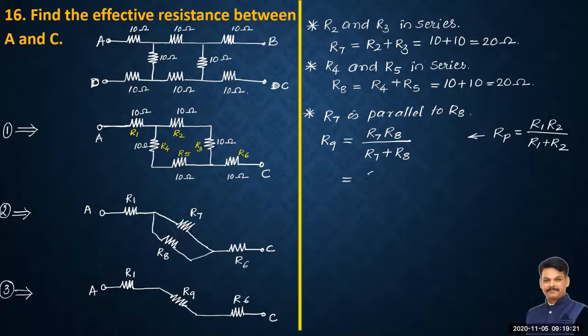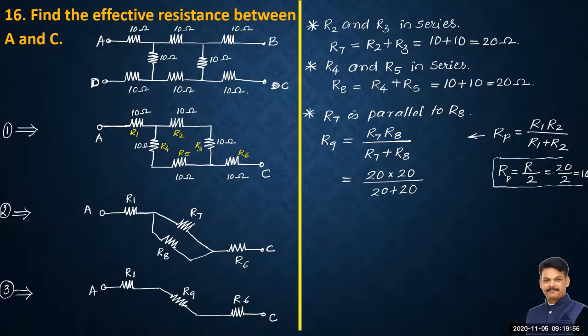Hence R7 is 20, R8 is also 20. So divided by R7 plus R8, it is 20 plus 20. Or you can even go for the shortcut I have given. The shortcut is: for two equal resistors R in parallel, RP is R divided by 2, or 20 by 2, or 10. It is the shortcut we have.